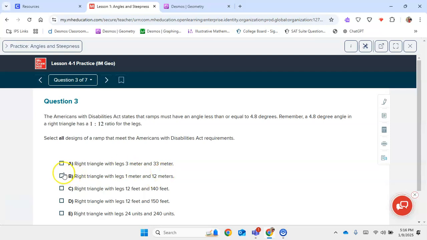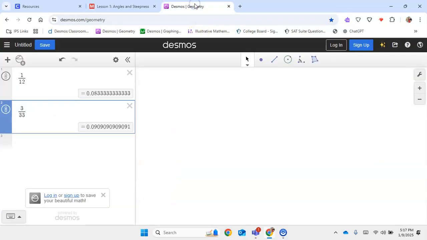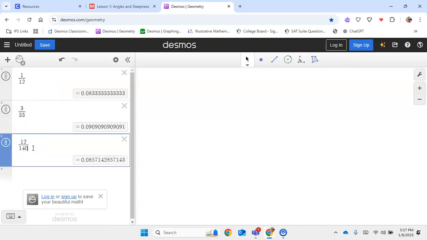1/12 would be equal to 4.8 degrees. Right triangle with legs of 12 and 140. 12 divided by 12 is 1. 140 divided by 12 is 11 point something. So again, that's too big. 12 divided by 140, and you can see that is bigger, 0.85, 0.83, right?